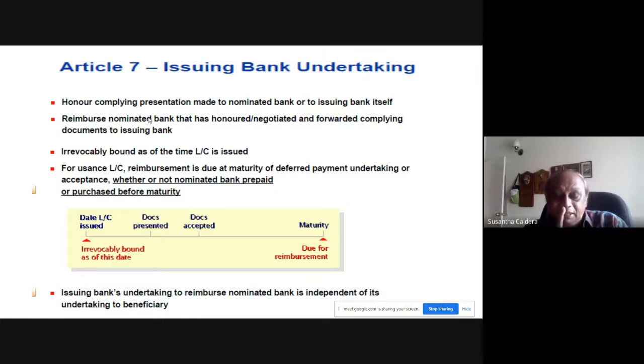Now here, the date the LC is issued, right? From that particular time, they are irrevocably bound as of that date. From the date the LC is issued, the issuing bank is irrevocably bound. Then the documents will be presented. Then the documents will be accepted. And they will pay due for reimbursement on the maturity date.